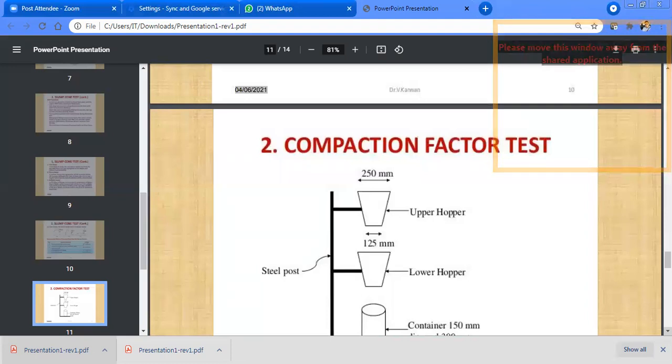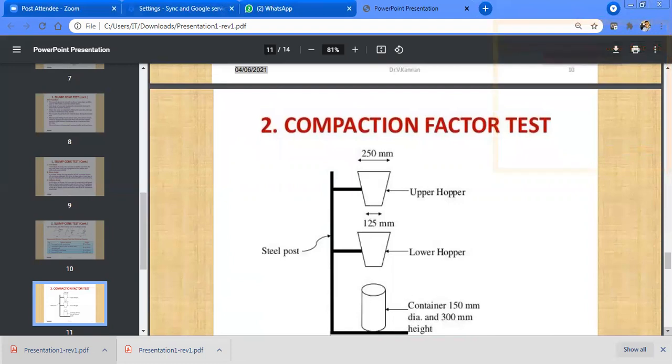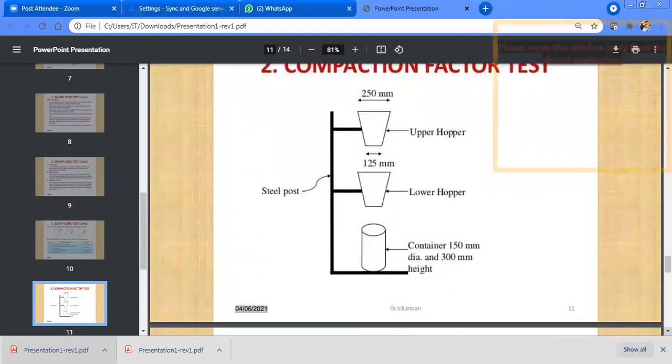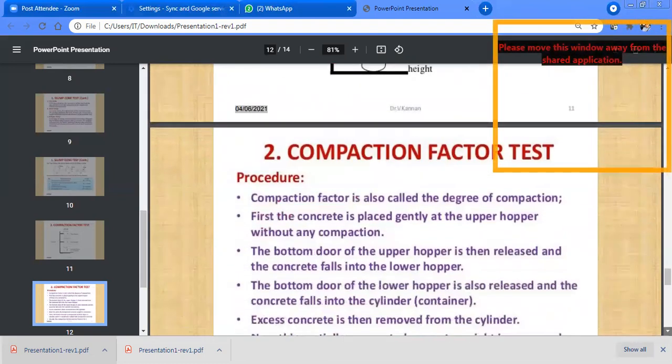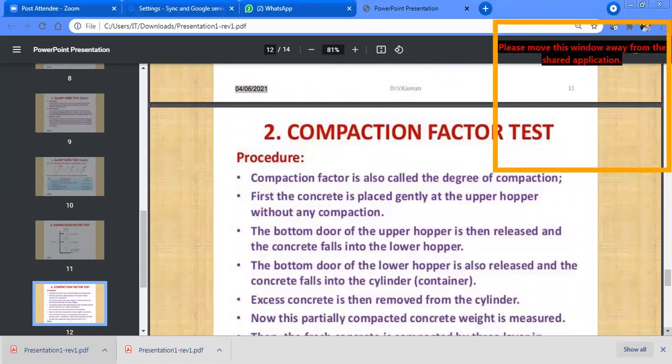Compaction factor test. We have a 250 mm die upper hopper, and the lower hopper contains a 150 mm die and 300 mm height. These are also done in the lab. These are the procedures. Compaction factor is also called the degree of compaction.